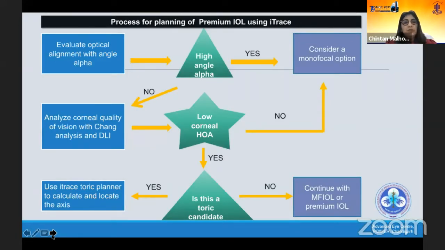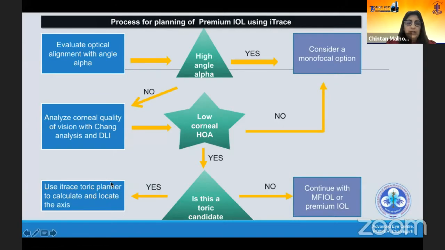So just to summarize in brief, the process of planning a premium IOL using iTrace: if we have a high angle alpha, we would consider a monofocal option, probably not going for a multifocal. Next, we see if the patient has corneal aberrations, whether they are low or high. If the corneal aberrations are high, again consider a monofocal option. If they are low, then we consider whether this patient is a candidate for a toric IOL.